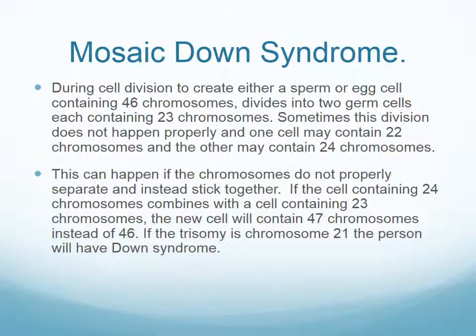During cell division, to create either a sperm or egg cell, a cell containing 46 chromosomes divides into 2 germ cells, each containing 23 chromosomes. Sometimes this division does not happen properly, and one cell may contain 22 chromosomes and the other may contain 24. This can happen if the chromosomes do not properly separate and instead stick together. If the cell containing 24 combines with the cell containing 23, the new cell will contain 47 chromosomes instead of 46. If the trisomy is chromosome 21, the person will have Down syndrome.